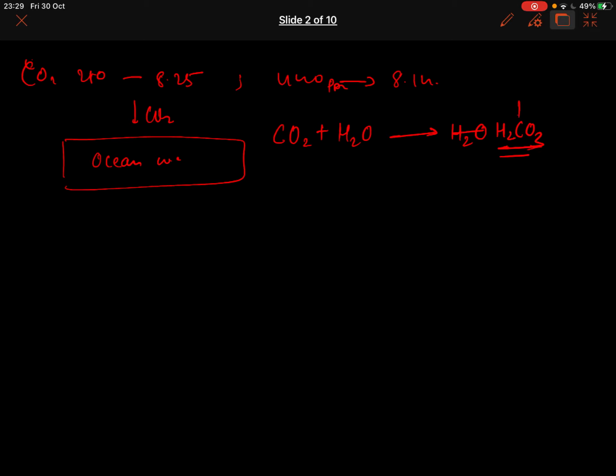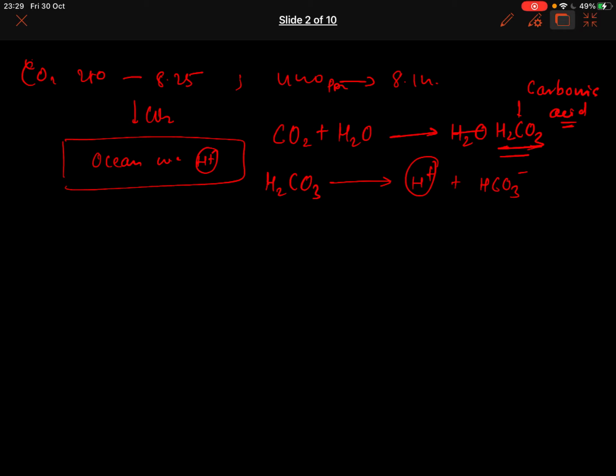Right. So this is H2CO3, that is carbonic acid. Now H2CO3 is unstable. It is very unstable, so it does not maintain the state of H2CO3. So further it splits into H plus ions and bicarbonate ions. So this H plus ions is released in ocean water, right?